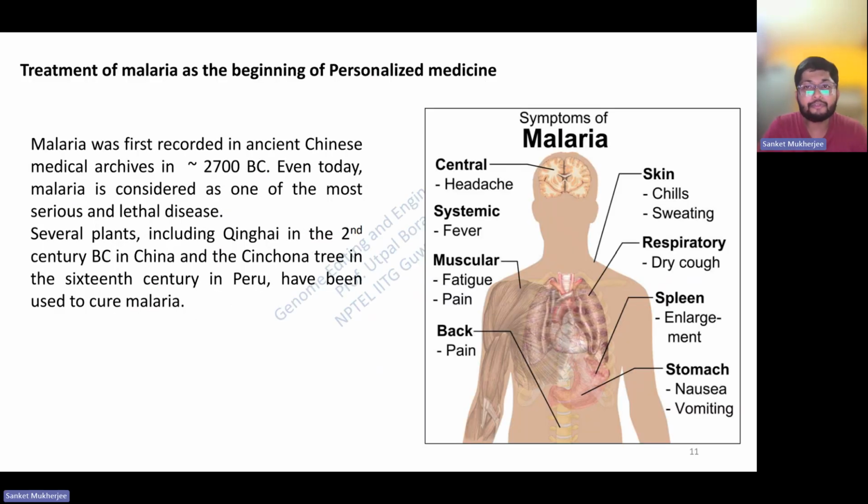A quinoline group of compounds are usually used to treat malaria. Malaria was first recorded in ancient Chinese medical archives in 2700 BC. Even today, malaria is considered one of the most serious and lethal diseases. Several plants, including qinghao in the 22nd century BC in China and the cinchona tree in the 16th century in Peru, have been used to cure malaria.